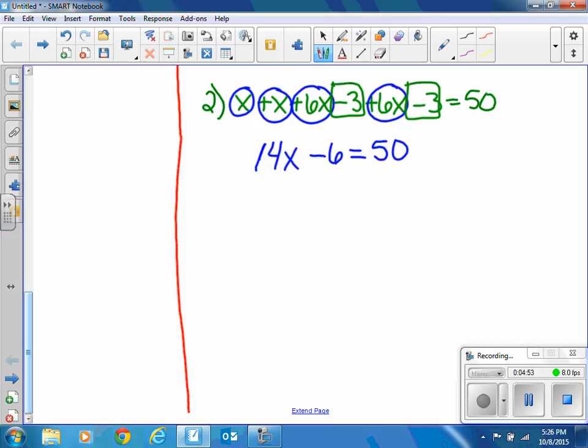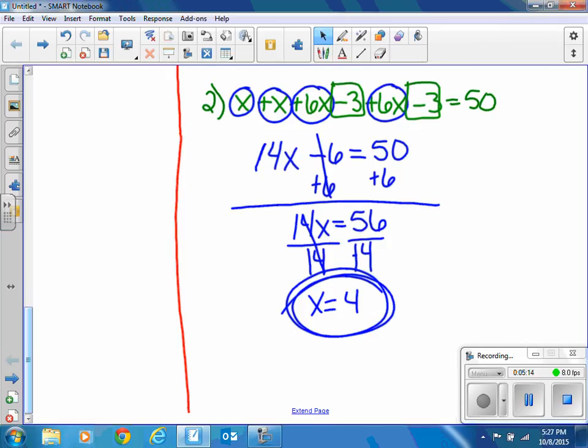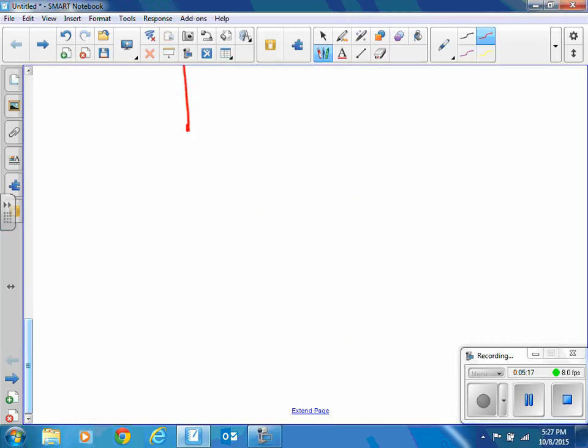All right, well, now we're back to a 2-step equation. We're going to add 6 to both sides. Cancel, 14x is equal to 56. Final step is to divide out that 14. These cancel, and x is equal to 4. X is equal to 4. All right, a few more examples to go over.